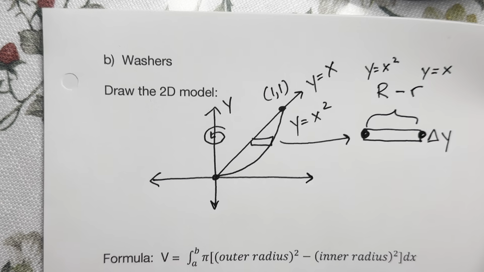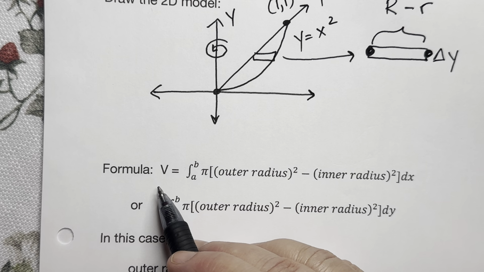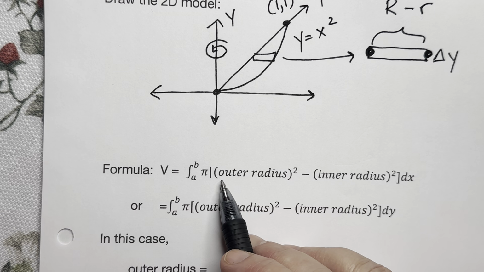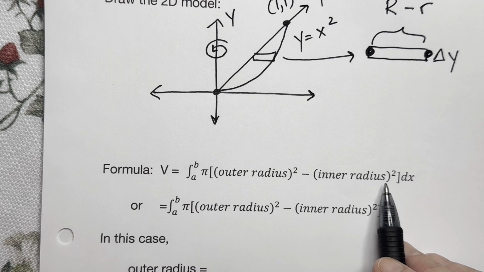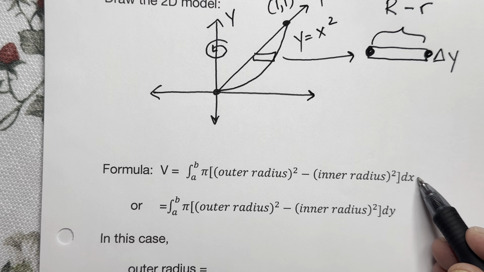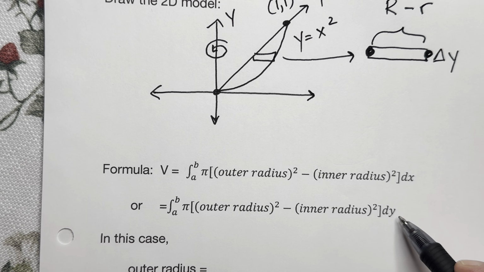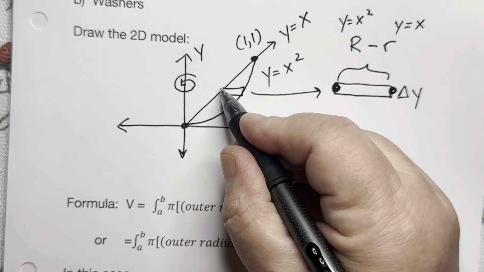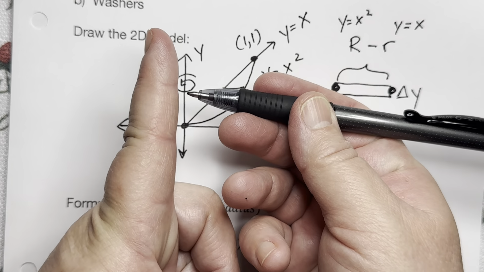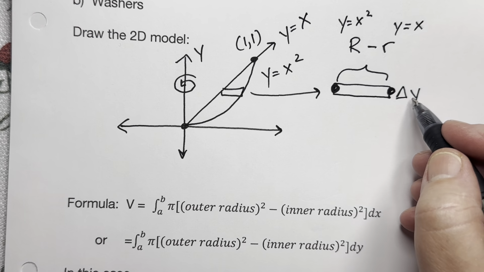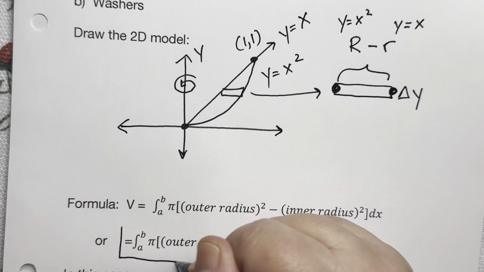So when we go down here, I give you 2 formulas. Remembering back to the last one, the volume is pi times the square of the outer radius minus the square of the inner radius, either with dx or with dy. Which one are we going to use? If we look up here, we've got this cross section. It's perpendicular to the axis of revolution, and so here we've got washers. This is delta y. We're going to use this one.